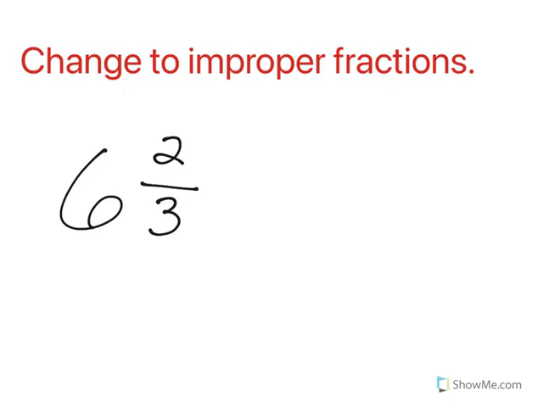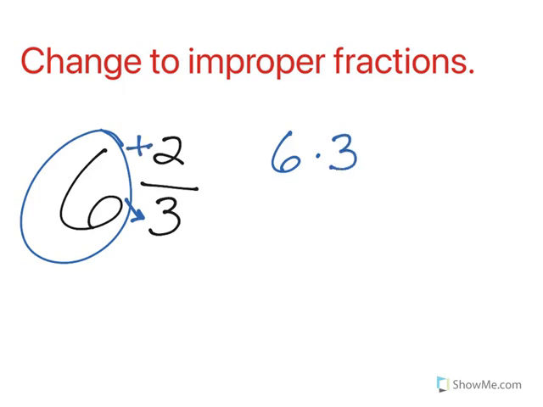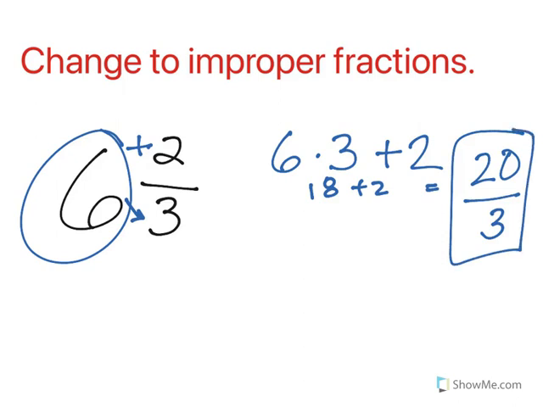When we are changing a mixed number to an improper fraction, we take the whole number piece and multiply by the denominator, so 6 times 3, and then we add the numerator. So 6 times 3 is 18, 18 plus 2 is 20, and we put it over the original denominator. So whole number times the denominator plus the numerator, all over the original denominator. Just a refresher on mixed number to improper fraction.